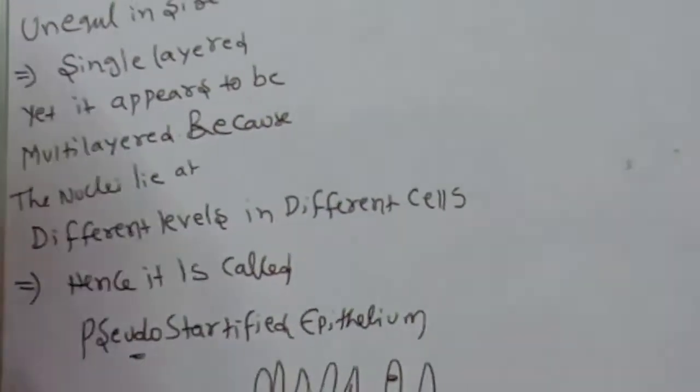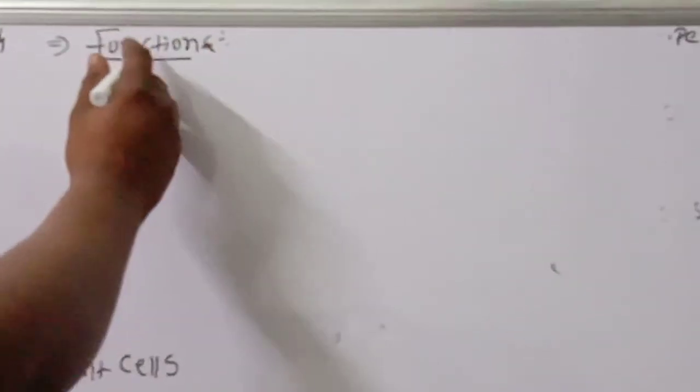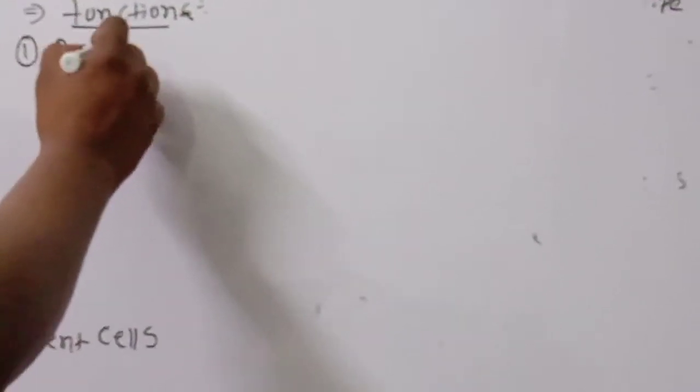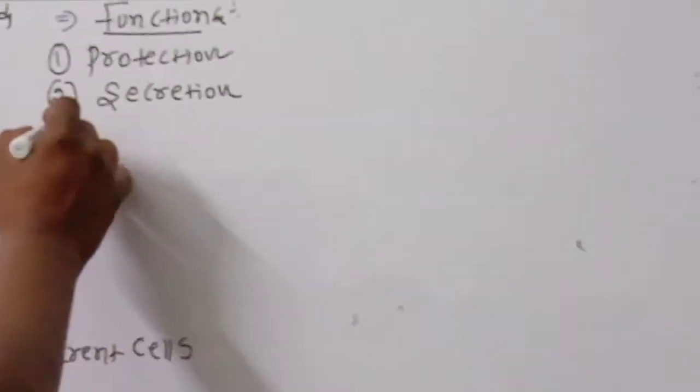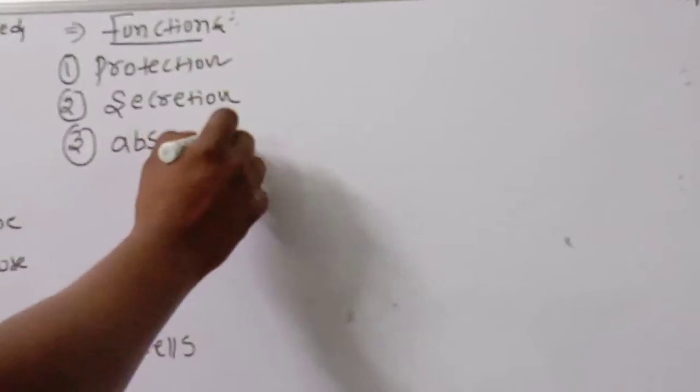And what are the functions of this pseudo-stratified epithelium? This point also you should remember. The functions are: number one, protection; number two, secretion; and absorption. Protection, secretion, and absorption.